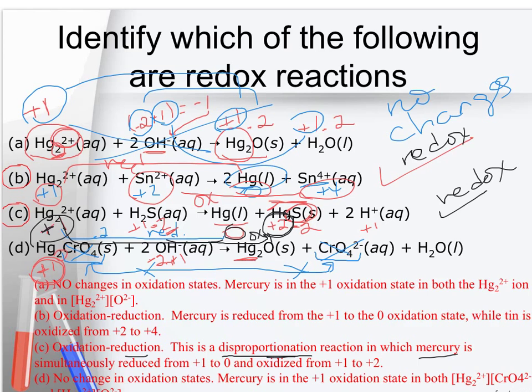On the product side, oxygen is -2, each mercury is +1. I'm not seeing any changes, okay? So oxygen on the reactant side is -2. It stays -2 on the product side. Mercury is still +1. All we have left is hydrogen. Hydrogen on the reactant side is +1. It's also +1 on the product side. So there have been no changes in reaction D. It is not a redox reaction. That is it for this lecture, and also Chapter 4, Reactions in Aqueous Solution.